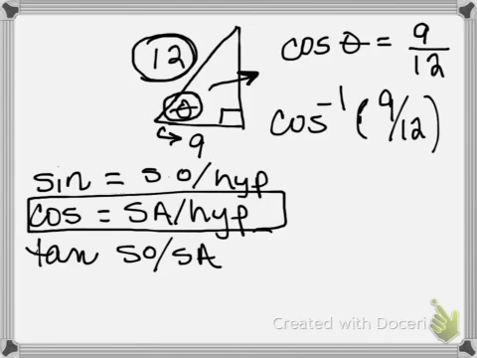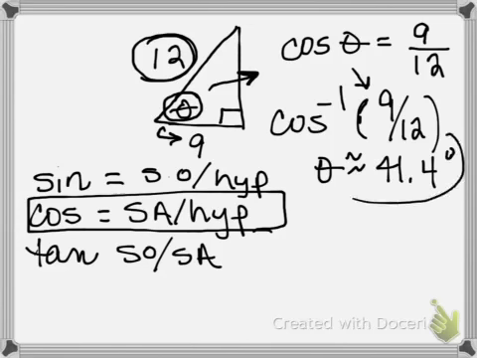So all I need to do is take my calculator and hit the inverse trig function by hitting the second function key and the cosine, and it's going to open up a set of parentheses, and you're going to need to type 9 divided by 12 in there, close the parentheses and hit enter. Now, you need to be careful about whether you want radians or degrees. I have my calculator set in degrees right now, so it is telling me that my angle is approximately 41.4 degrees because my calculator is in degrees.